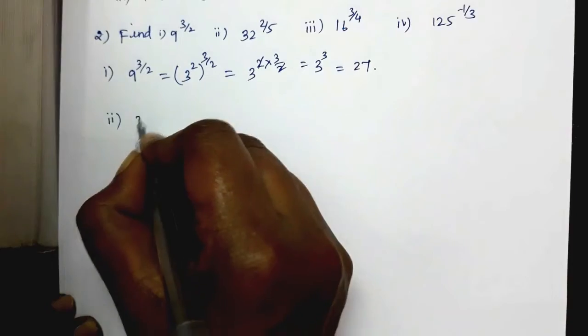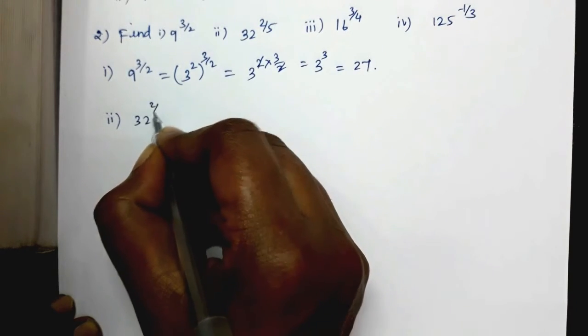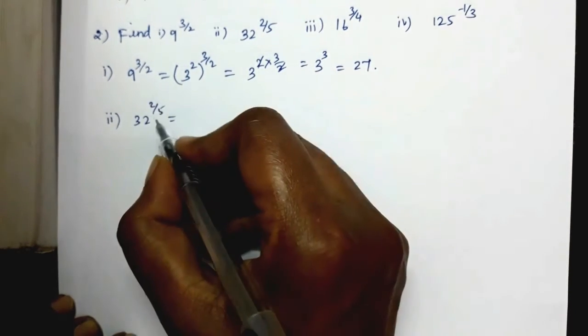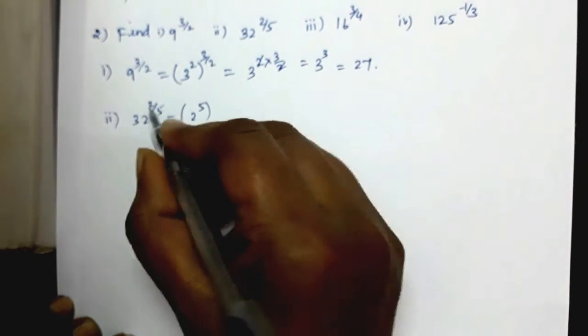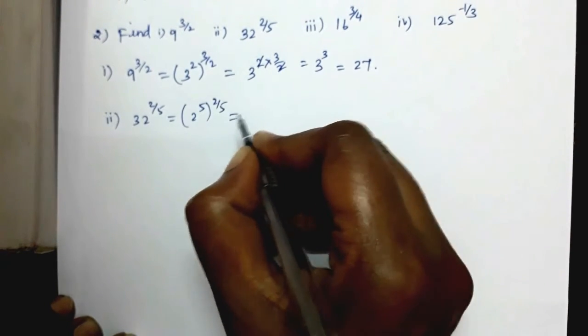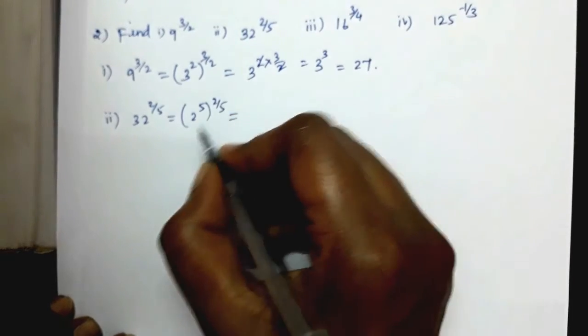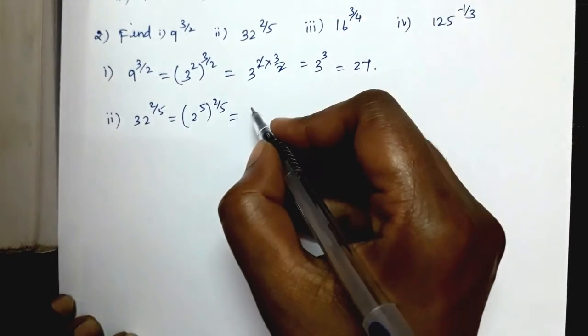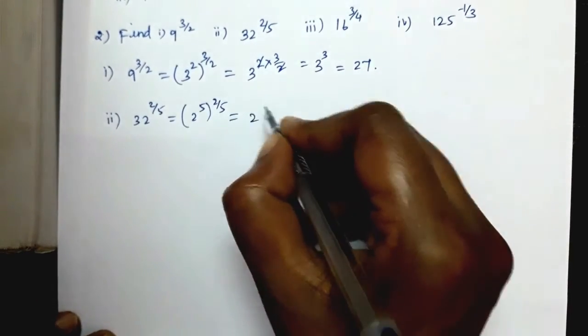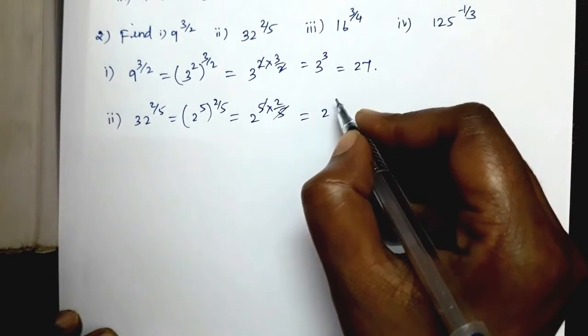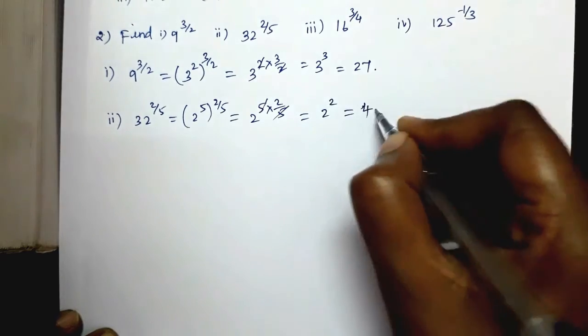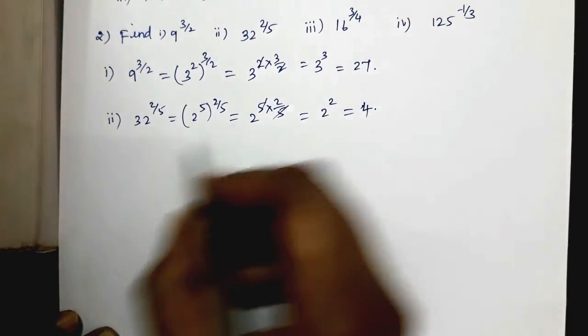Next one, 32 raised to the power 2 by 5. 32 can be written as 2 power 5 the whole power 2 by 5. Again it is in the form of a power p the whole power q is equal to a power p into q. So 2 power 5 into 2 by 5. Do the cancellation here. Remaining we will get 2 square. 2 into 2, so we will get 4.